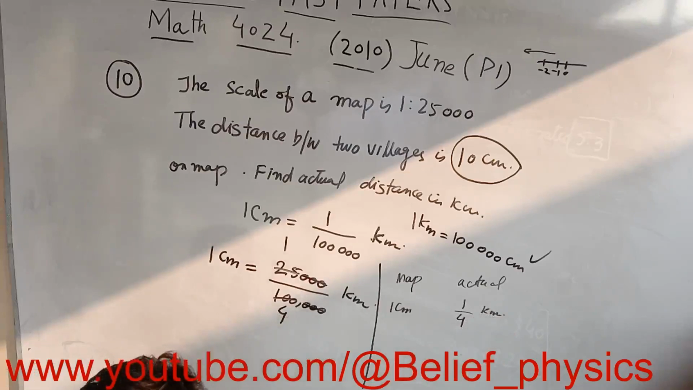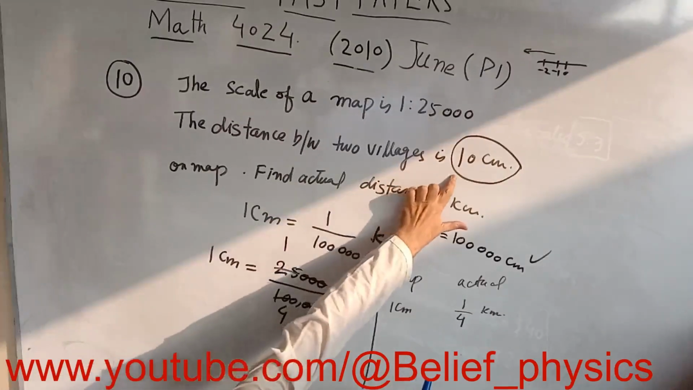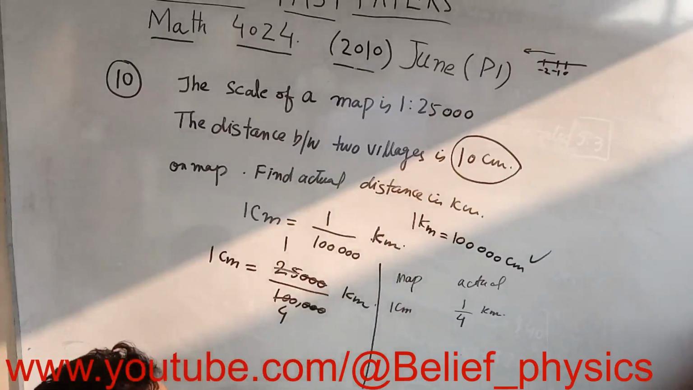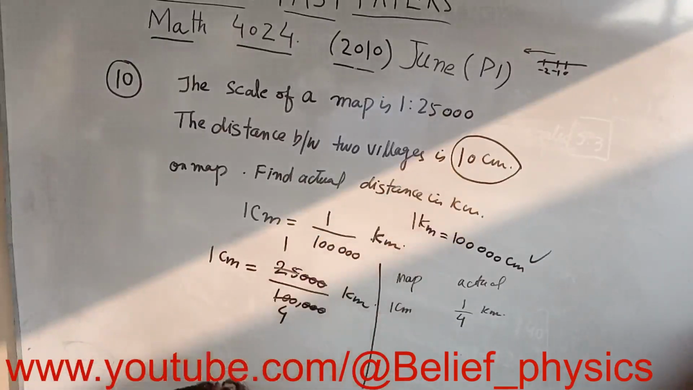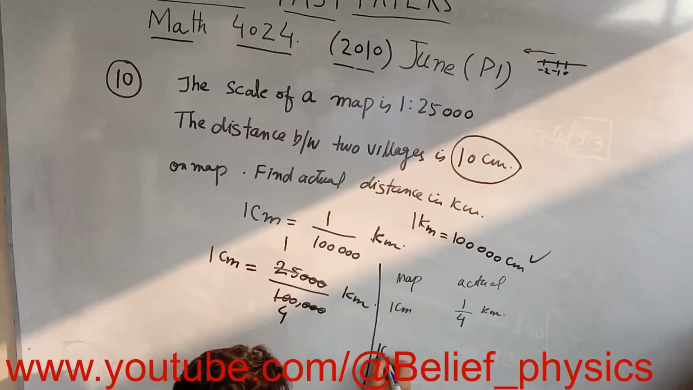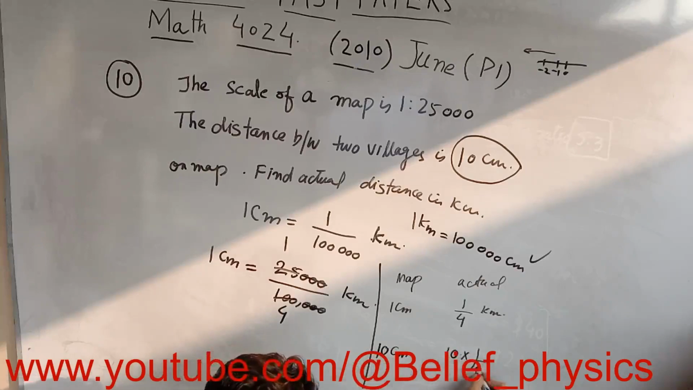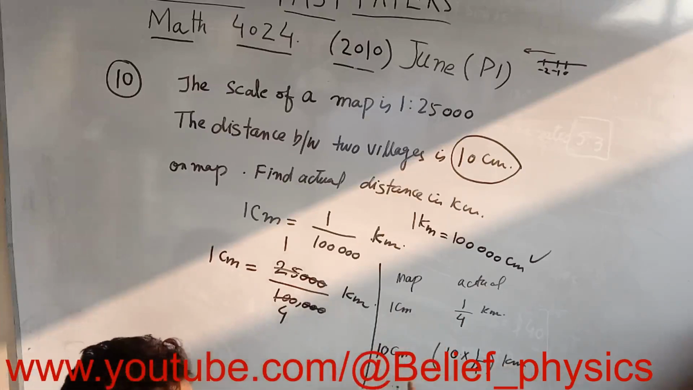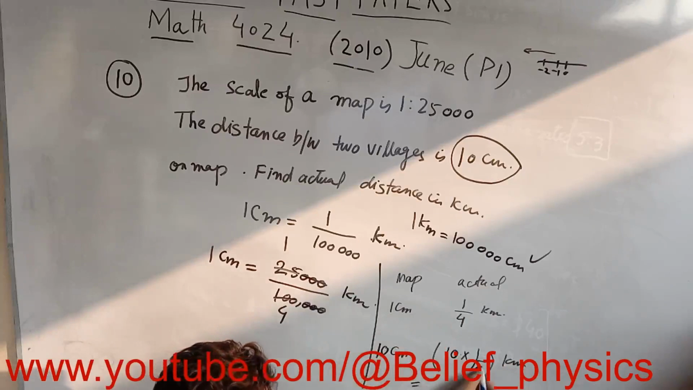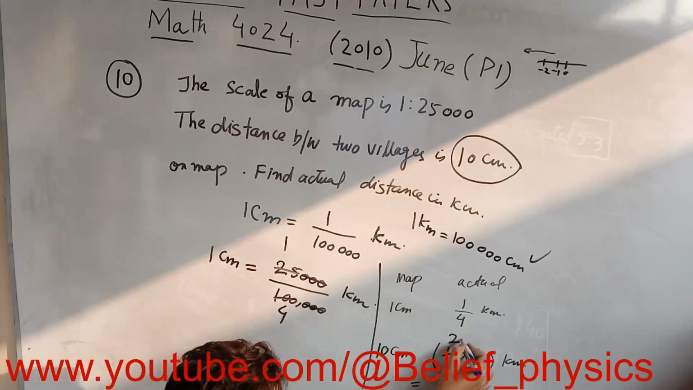We have to tell how many kilometers in actual will be represented by 10 centimeter on map. So 10 centimeter on map will be equal to 10 into 1 over 4 kilometer. Because 1 centimeter is known, for 10 we just multiply. So this will be equal to 4 into 2.5 times, 10.